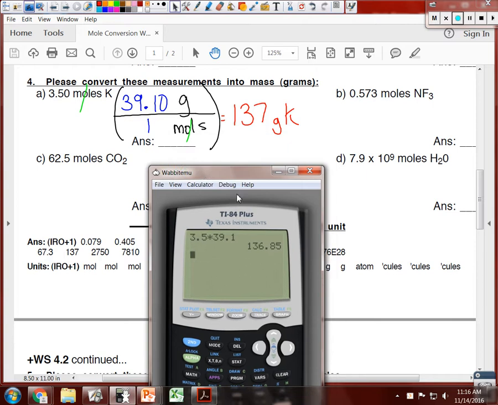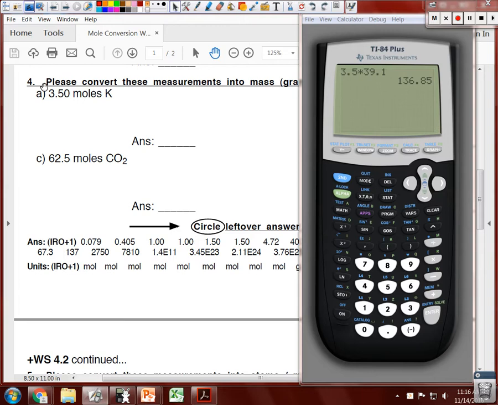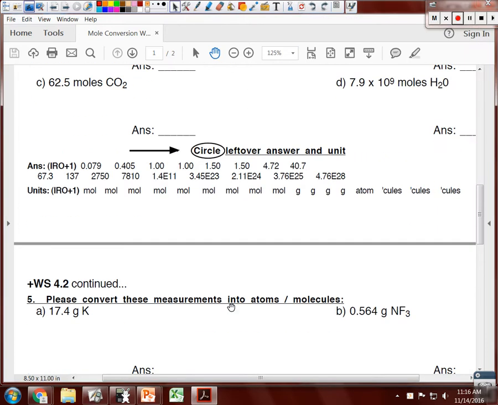Yes, 3 point. Always go with the given in the problem. Put it up, please. I'll put it in your name. So let's go down and do 4C.